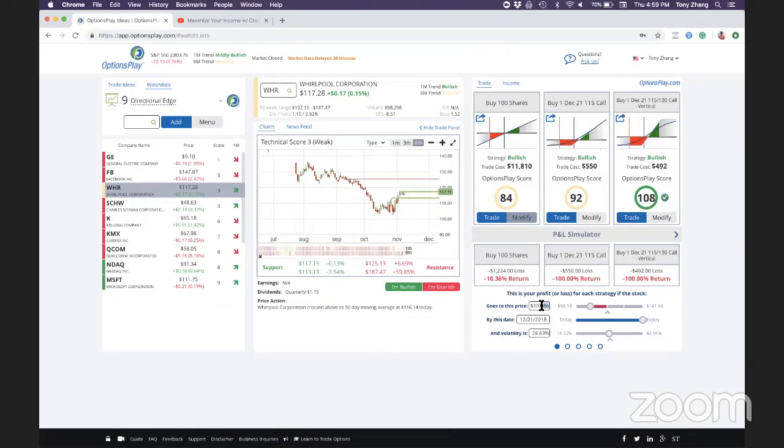So if the stock goes down to $100, I lose $1,800 here if I bought the stock. Not a good place that I want to be in. I lose $550 on the call option, about a third or a quarter of what I'd lose if I bought the shares.